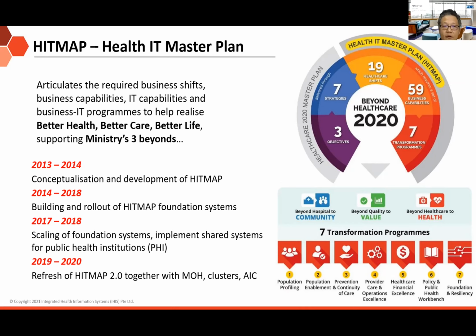So what did this all mean? What happened was, for each of these transformation programs, we started identifying leads, programs, and key initiatives, and basically just drove development in these areas. So from 2014 to 2018, we started kicking off all those projects to start building some of these foundational systems, right?